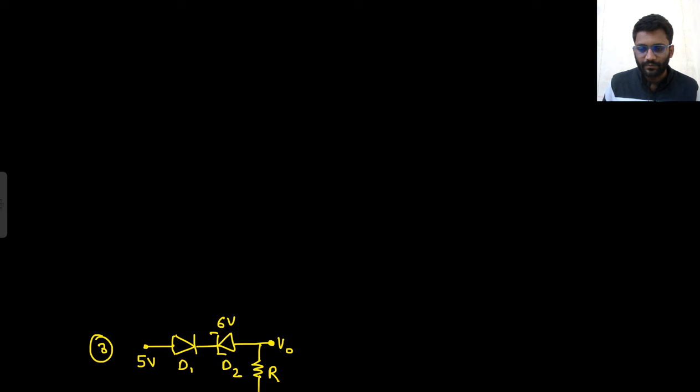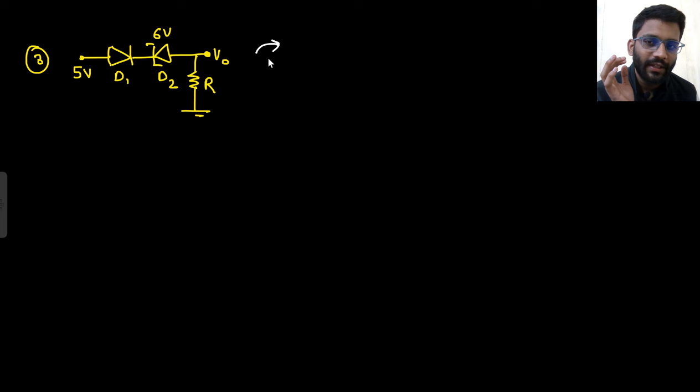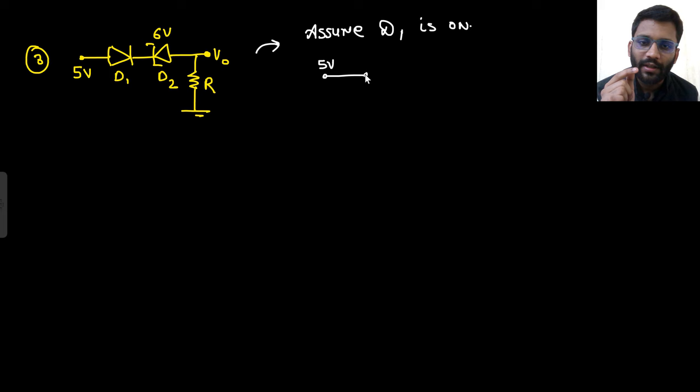Try this and tell me what will be the value of V0. As an initial assumption, I can think diode D1 to be on. Assume D1 is on. If I assume this, what will happen? This is 5 volt here. D1 is on. I am applying the open circuit test on D2.